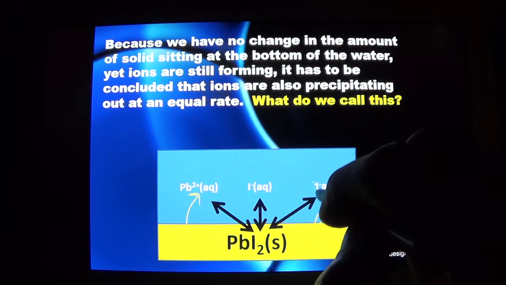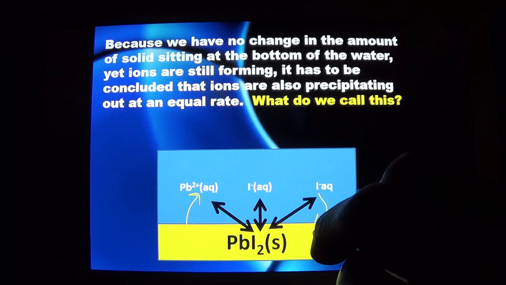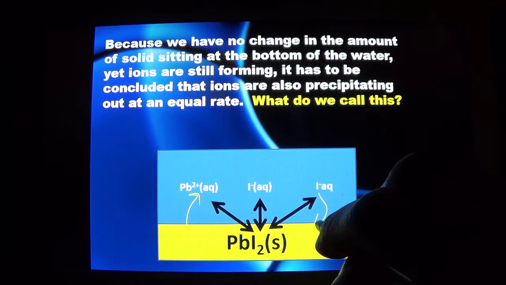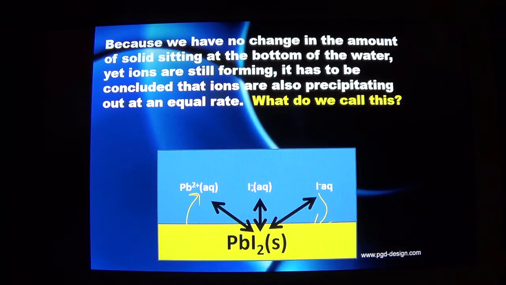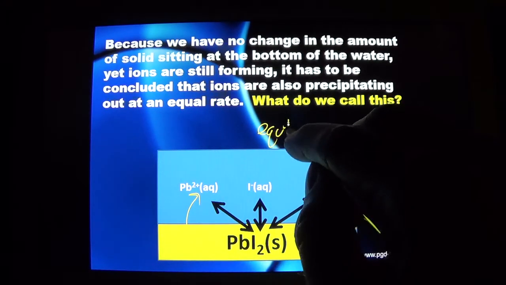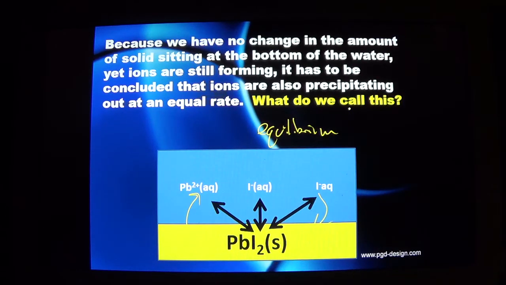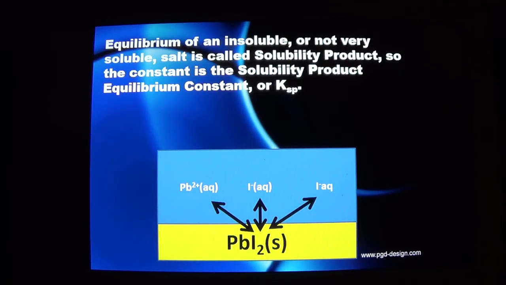I have dissolving occurring and undissolving occurring, precipitation occurring, and they're going to occur at equal rates if I see no change at the bottom. Wow, what could we call it if the reverse reaction is happening at the same rate as the forward reaction? Both rates are equal. Maybe this is why we call it equilibrium. So we really do, even with solids that don't look like they're dissolving, we set up an equilibrium. It probably is set up really quickly because it's a small amount that would dissolve at equilibrium.